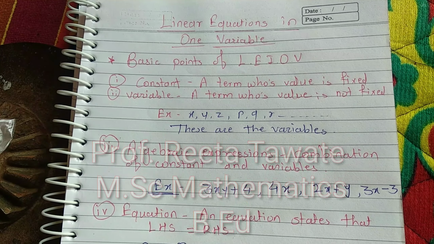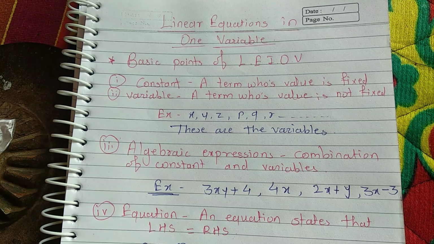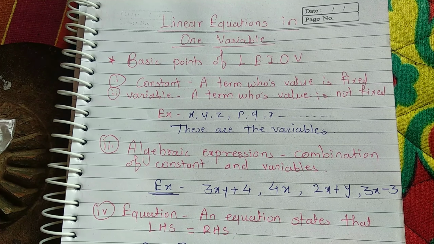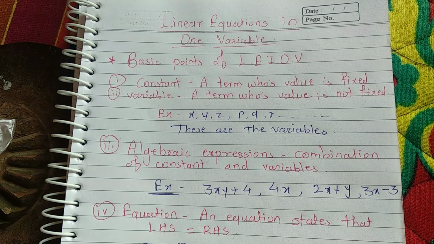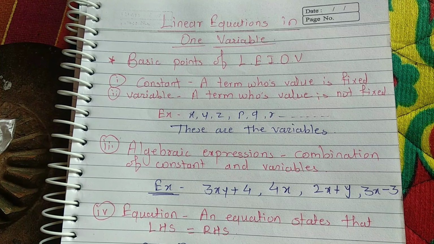Today I am making a video on Class 8's linear equation in one variable. Before getting to this lesson, we will see some basic points of linear equation in one variable. The points we will see are: first, constant; second, variable; third, algebraic expression; fourth, equation; and last, linear equation in one variable.